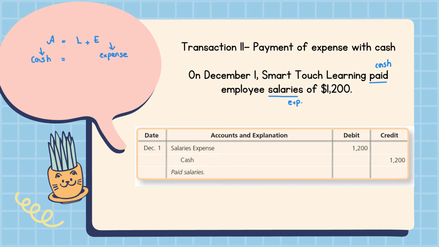The normal balance for assets is debit side. The normal balance for liabilities and equity is credit side. Cash decreased, so it's gonna be credited. Expense decreased my equity, so it's gonna be in the debit side. So I'm gonna start with the debit. So salaries expense, and the debit. Then I'm gonna leave a space. Then I'm gonna write cash.